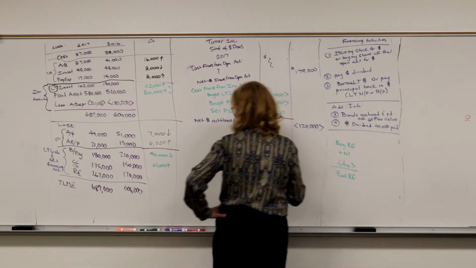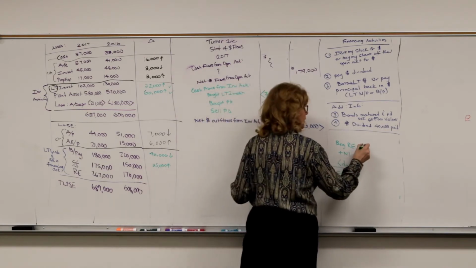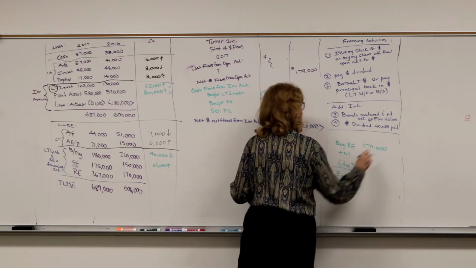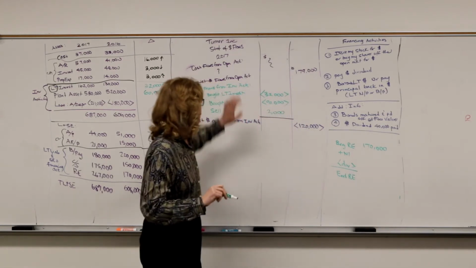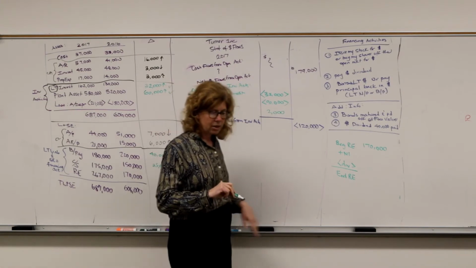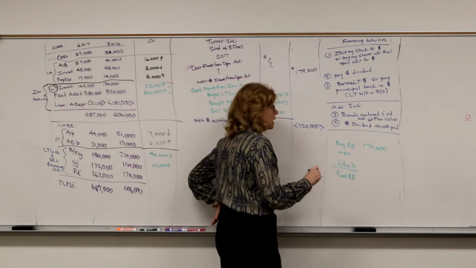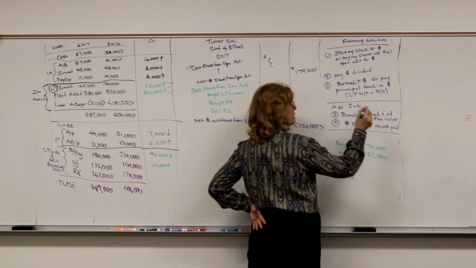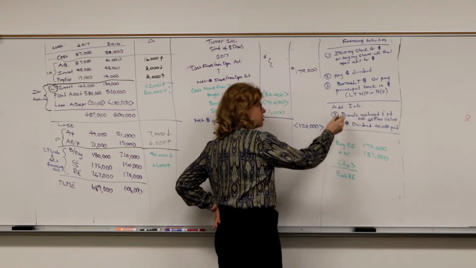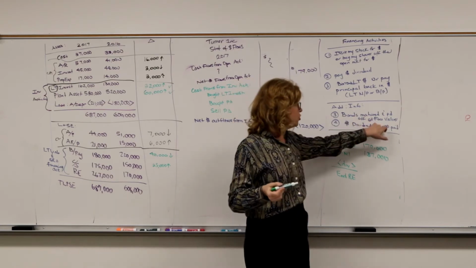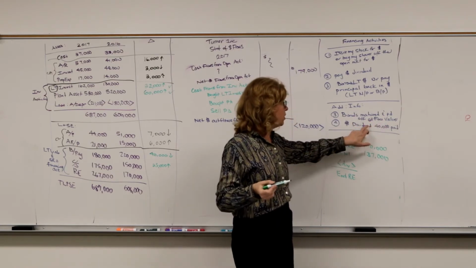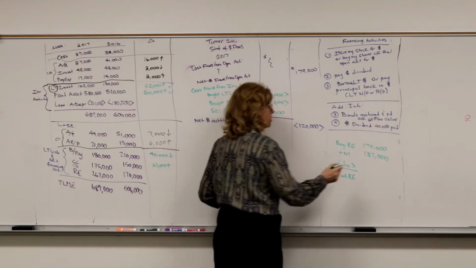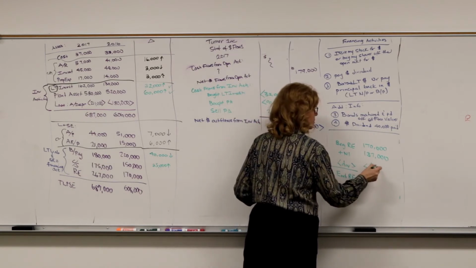And they're telling us that my beginning retained earnings was 170. I know from my operating activities and our income statement that I've erased, that net income is $137,000. And it's clearly telling us right now, here's this additional information. Bonds matured and were paid off at face value, and we paid a $40,000 cash dividend.